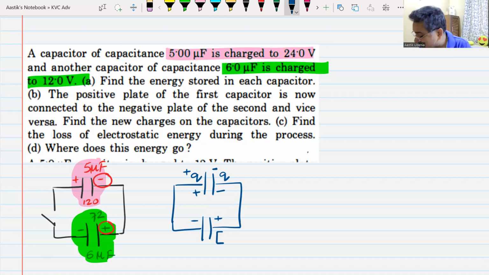I've taken this plate as positive. Minus Q has already come on the first plate. So the charge on the other plate will be minus 48 plus Q. Do we understand this? Yes, sir. And on the other plate, it will be minus of minus 48 plus Q. Do we understand this? Yes, sir. Everyone understands this?